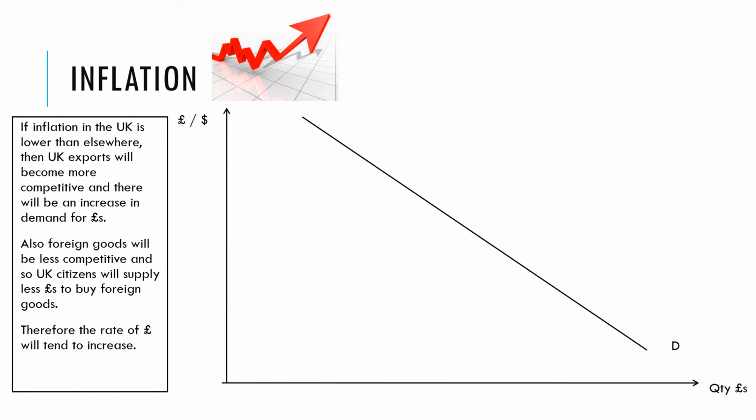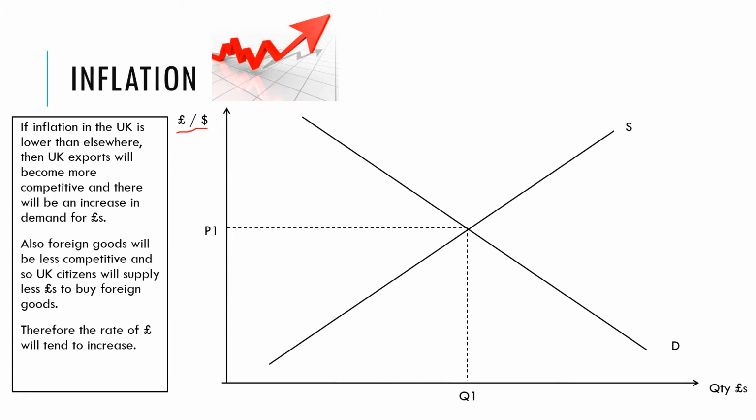Let's imagine we're comparing the UK with the USA. And we have the demand for pounds and we have the supply of pounds. And so we have the current value of the pound against the dollar. Now, if inflation in the UK is low, then Americans will want to buy UK exports because they seem quite price competitive. The impact of that is that it increases the demand for pounds. Americans want to buy pounds in order to buy UK exports.